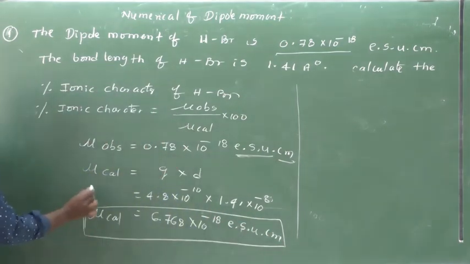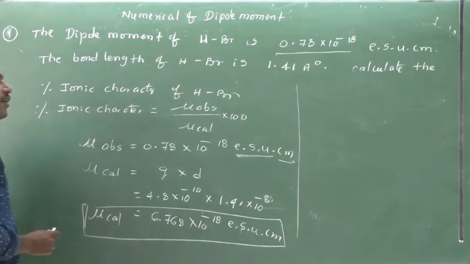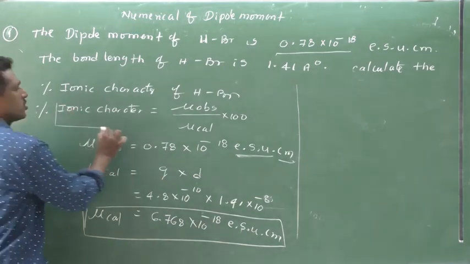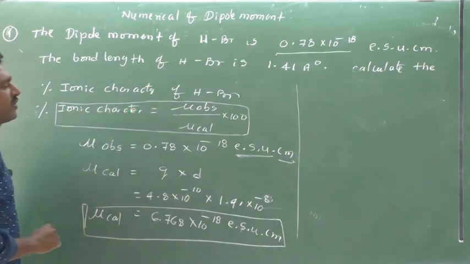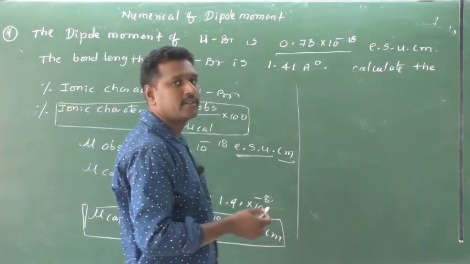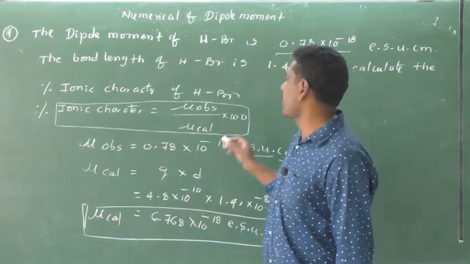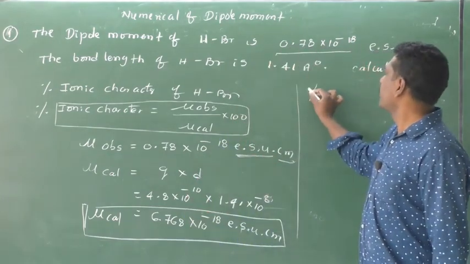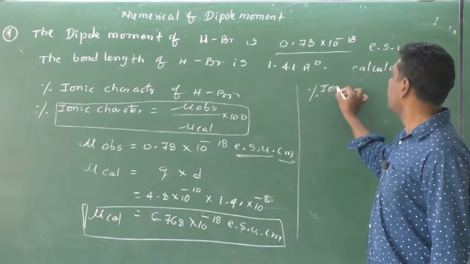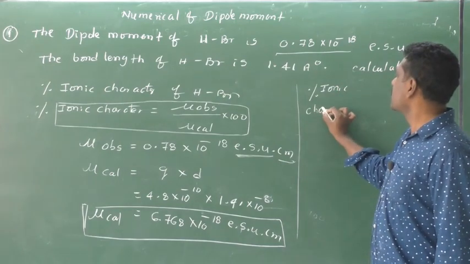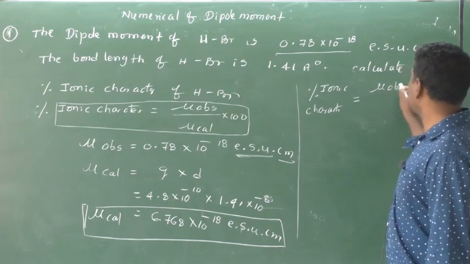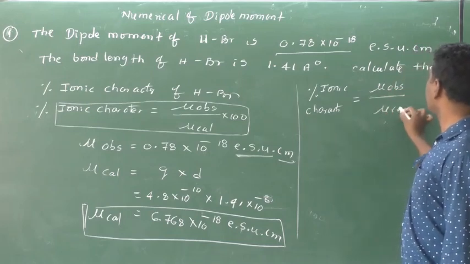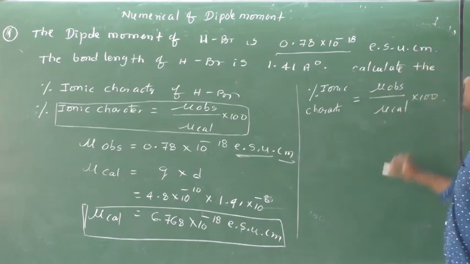This is mu calculated. Now we will substitute this value in the percentage ionic character formula. Therefore, percentage ionic character equals mu observed by mu calculated into 100.